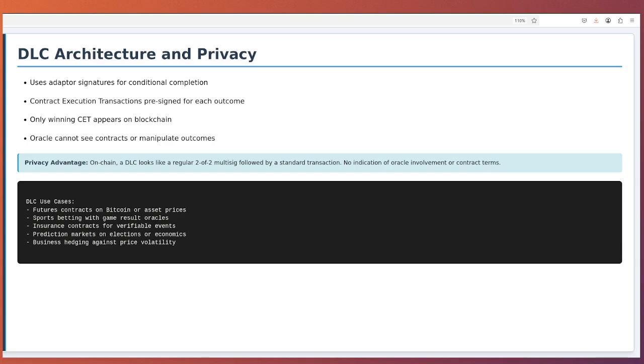When the event occurs, the Oracle publishes its signature. The party who would win under that outcome can now complete their adapter signature using the Oracle signature, making it a valid signature that completes the CET. They broadcast this CET and claim their payout.